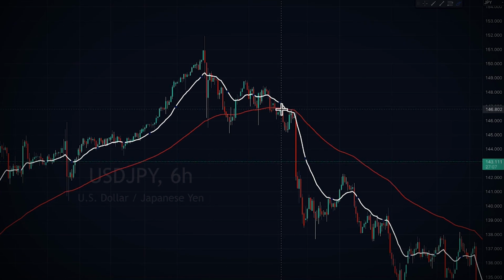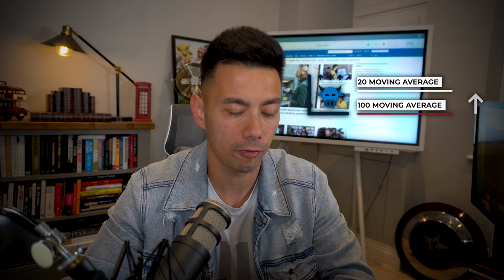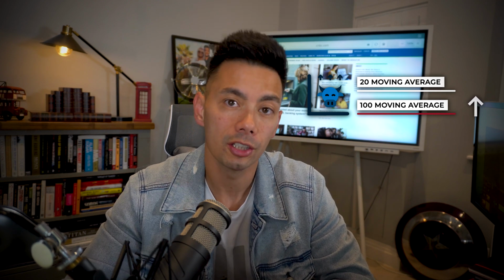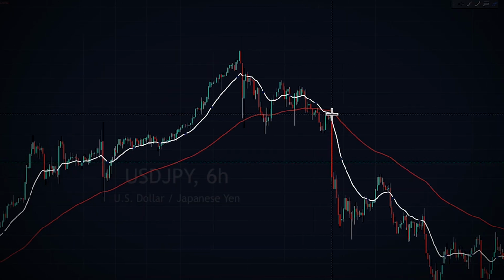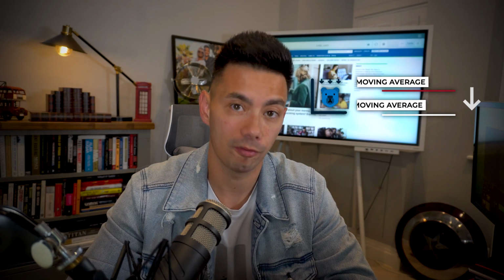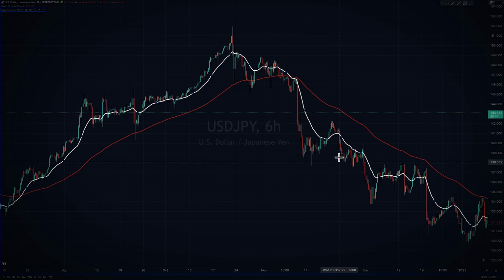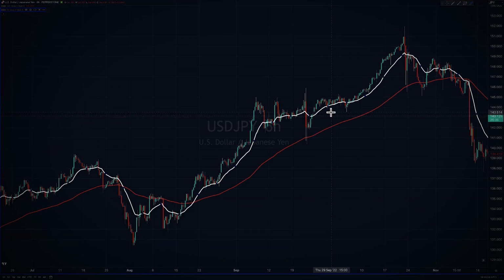Now I will wait for the shorter term moving average, so the 20 period moving average, to be above the longer term moving average to really give me a bullish bias on the market. And I'll wait for it to be below the longer term moving average, so the 20 to be below the 100, to give me a bearish bias. And then again, I would do the same thing. I would trade according to the price action. The only difference here is that I would then also use the 20 period moving average as a bit of a filter to not get into the market.